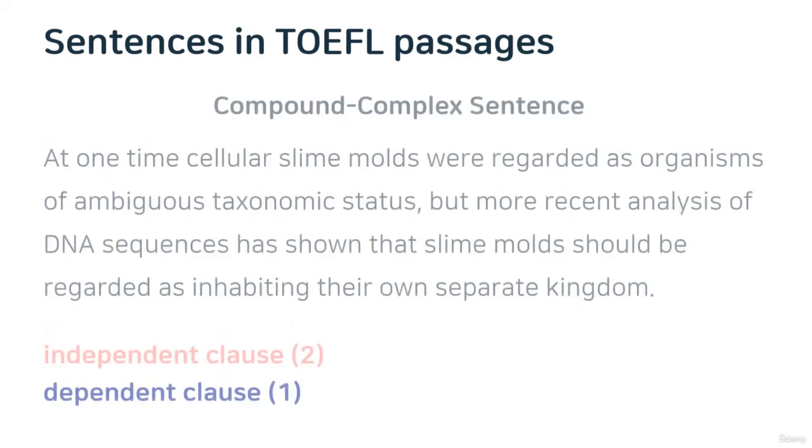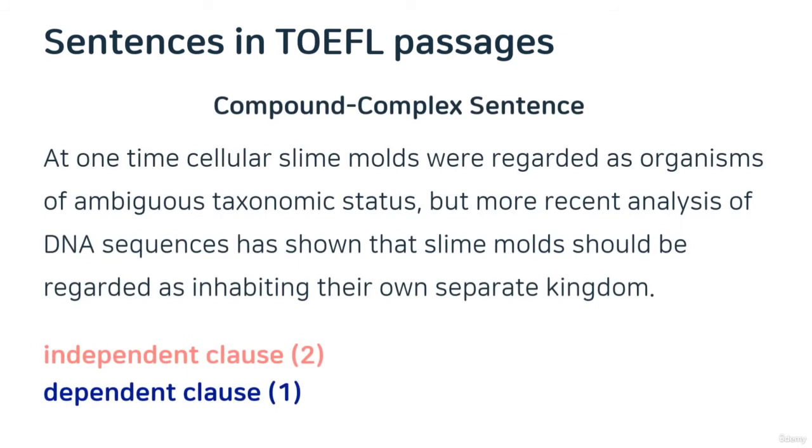Okay, so let's take a look at one more example sentence. At one time, cellular slime molds were regarded as organisms of ambiguous taxonomic status. But more recent analysis of DNA sequences has shown that slime molds should be regarded as inhabiting their own separate kingdom. Okay, so this is now a much longer sentence, and sentences like this can be difficult to understand as there's so much information to take in. So this is where knowing how to break down sentences becomes really useful.